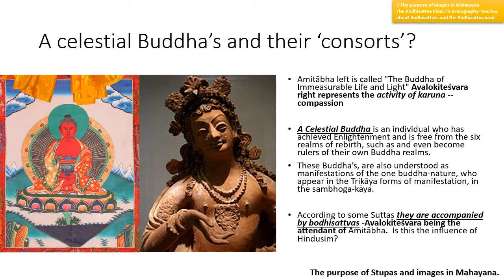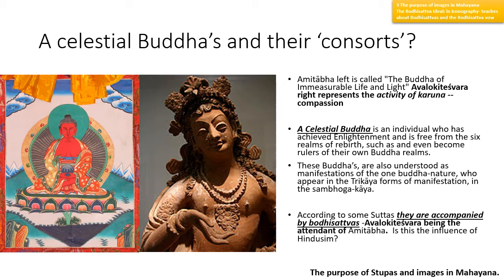So a Celestial Buddha is an individual who has achieved enlightenment, is free from the 6 realms of rebirth. Think of the wheel of life, as it were, and the 12 links of dependent origination, and the 6 segments in the middle. Celestial Buddhas have a ruler. They have their own realms, their own heaven.